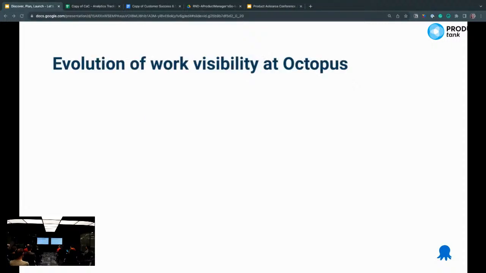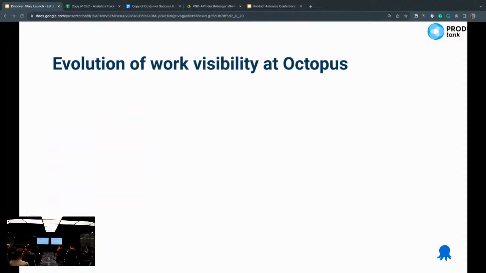Not all product companies do their roadmapping the same way, and I really like seeing how others build roadmaps. So I'm going to tell you a bit about how we landed where we landed at Octopus, the evolution, and how we got there. And I'm going to tell you a little story about that.